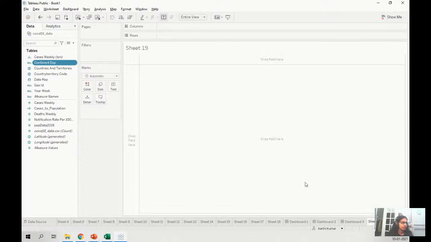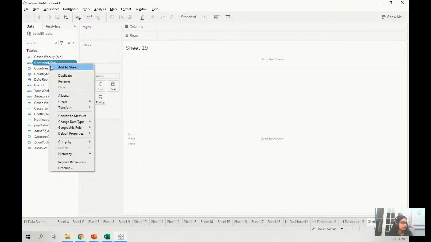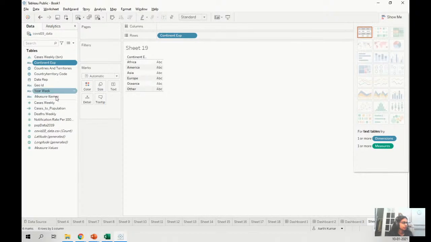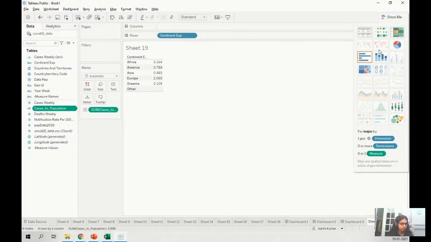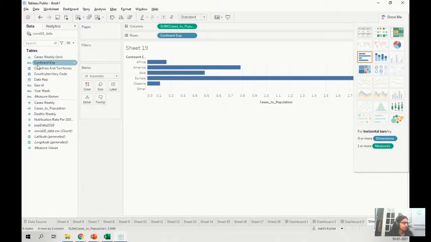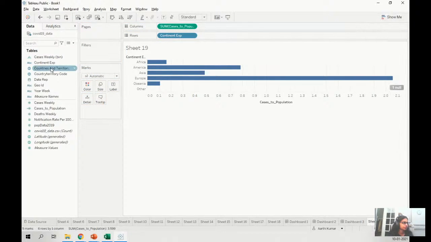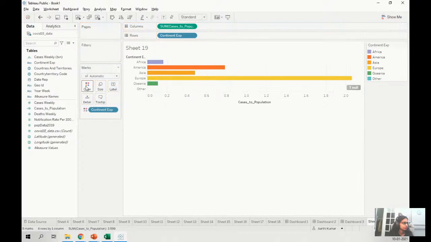And automatically in the new sheet, let's say you use a graph, and then use a bar graph, and then put it on the color. It uses the same color that you have assigned, purple for Africa, orange for America, etc.